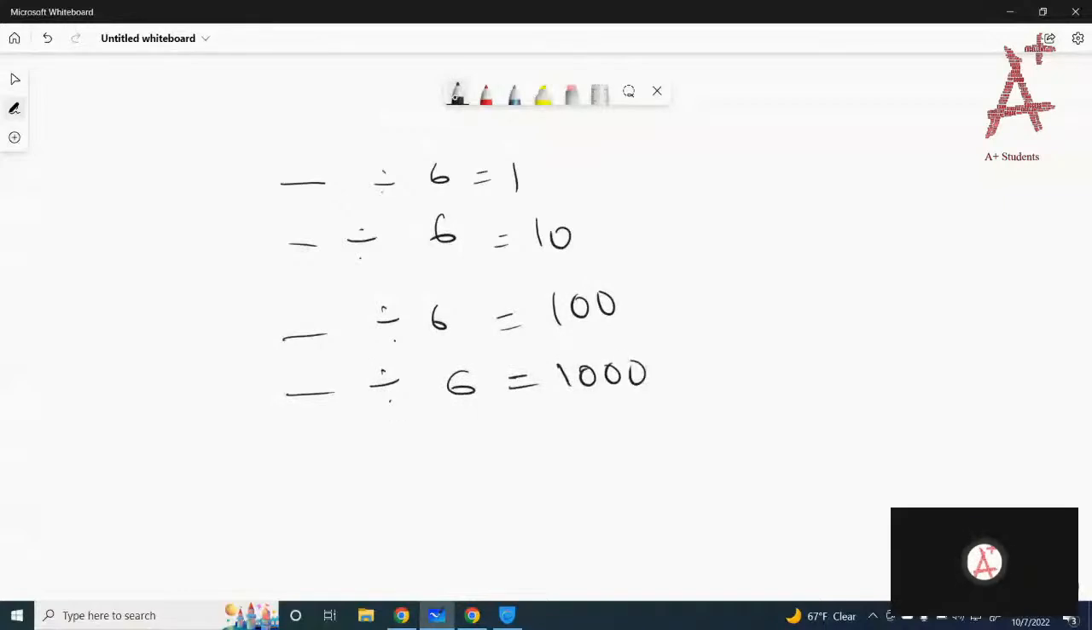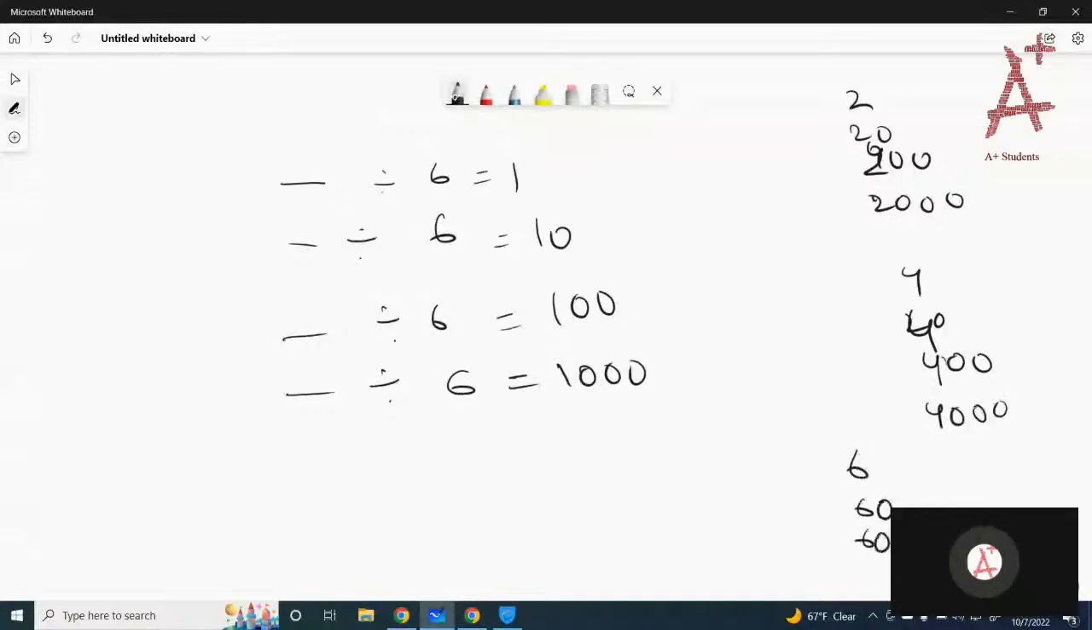The options you are given are 220, 40, 400, 220, 200, 2000, 420, 440, 400 and 4000. And the third one is 6, 60, 600 and 6000. So which option is the one?